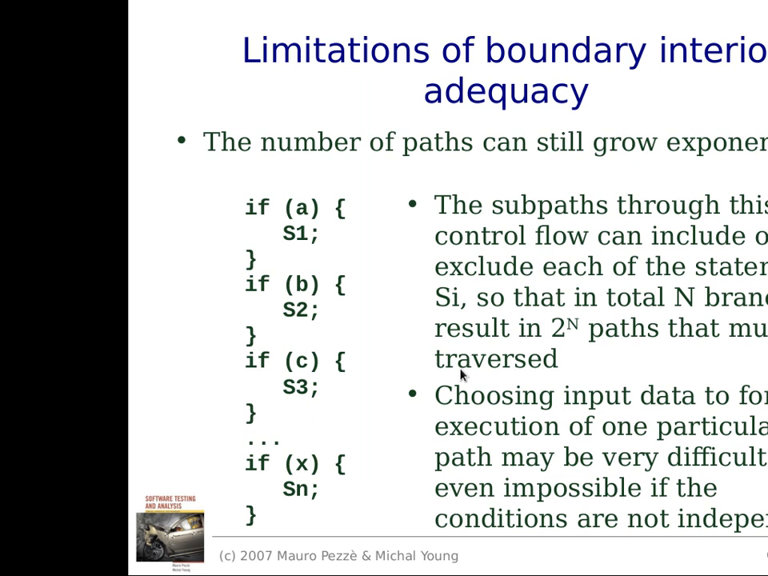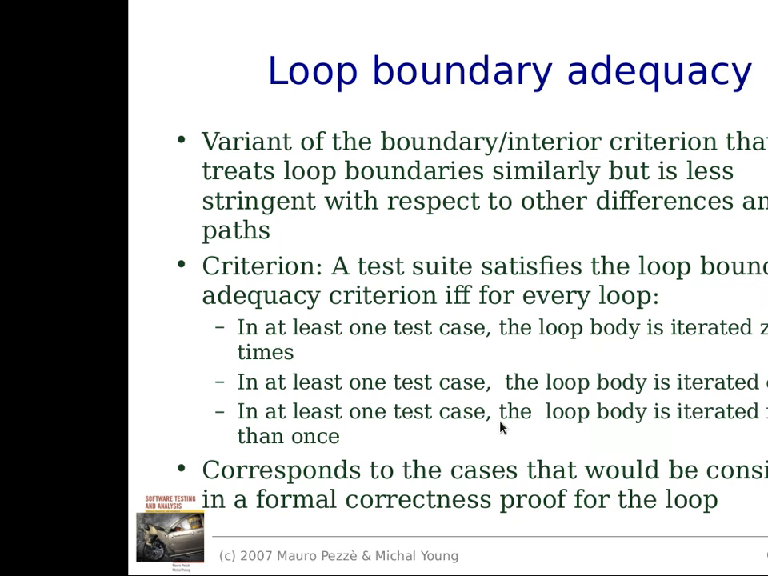Alright, they're just trying to show you here, in case it wasn't clear earlier, that everything can go exponentially. For example, if you have if A, S1, if B, S2, if C, S3, etc. Since you could either take the if or not take the if, every time you add another one of these, the number of paths increases by a factor of 2, which makes it exponential and pragmatically impossible to generate all the test cases for.